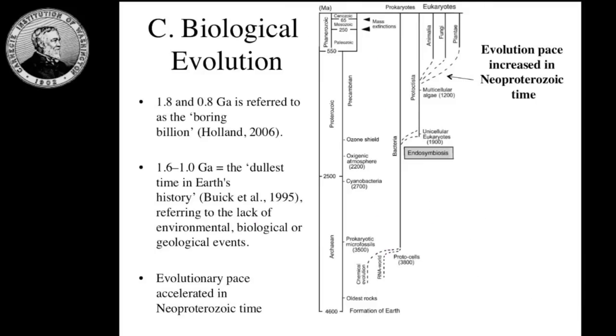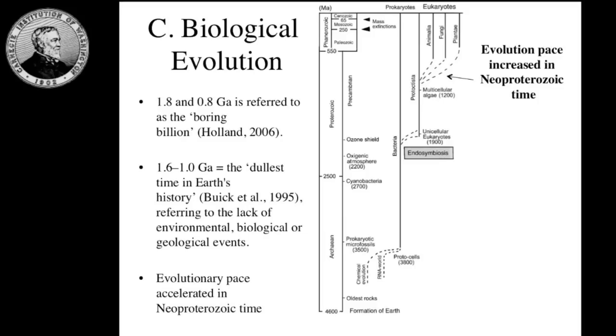All right, and let's finish up with biological evolution. So the biologists are quite interested in evolution of life, and what we see is between about 1.8 and 0.8 billion years ago, it's now being called the boring billion. And just to add on that, Buick and others called the time between 1.6 to 1 billion years the dullest time in Earth's history, in terms of environmental, biological, or geological events. It might be a little bit of hyperbole, but I think it captures the sense.